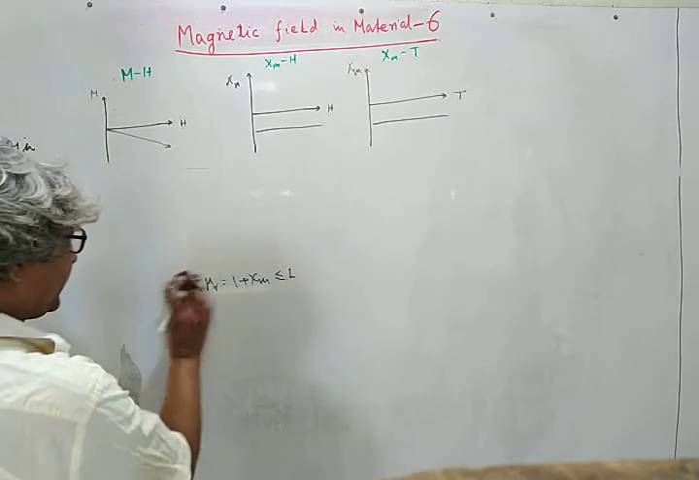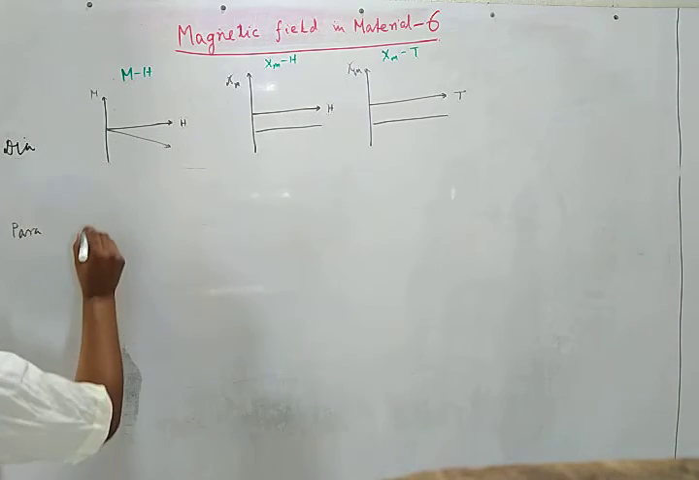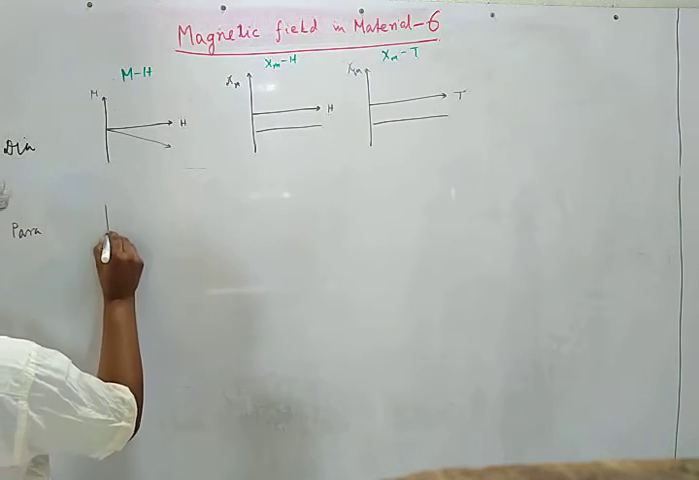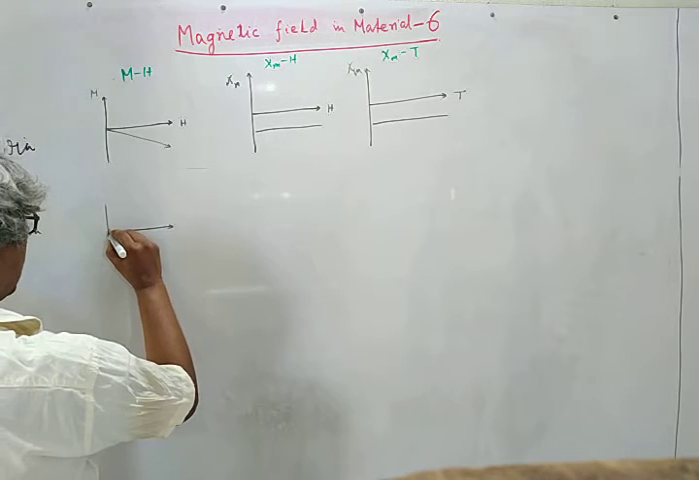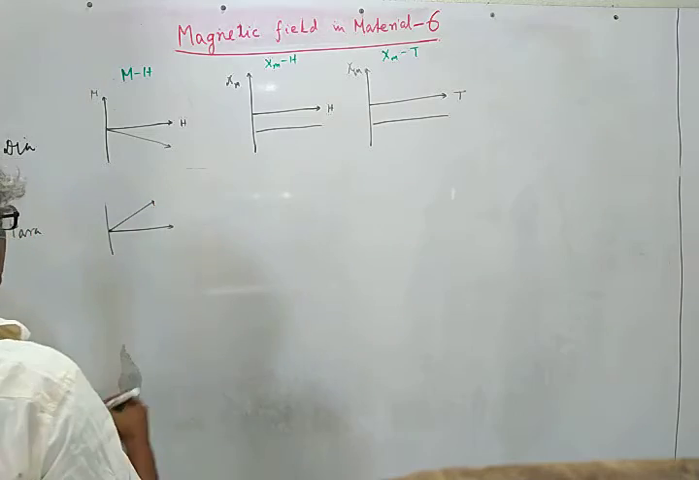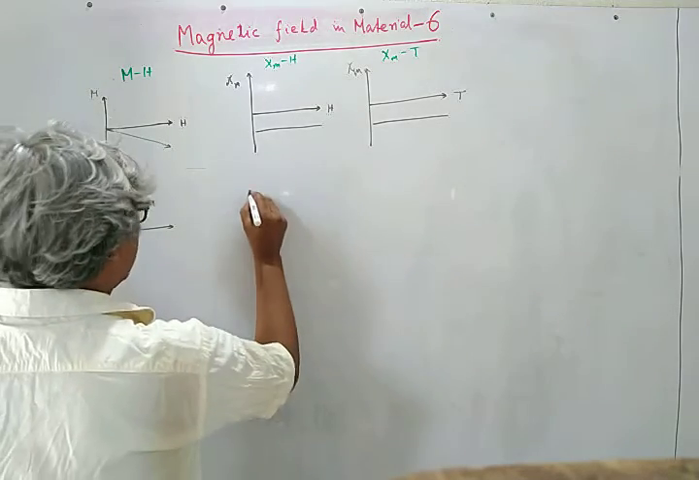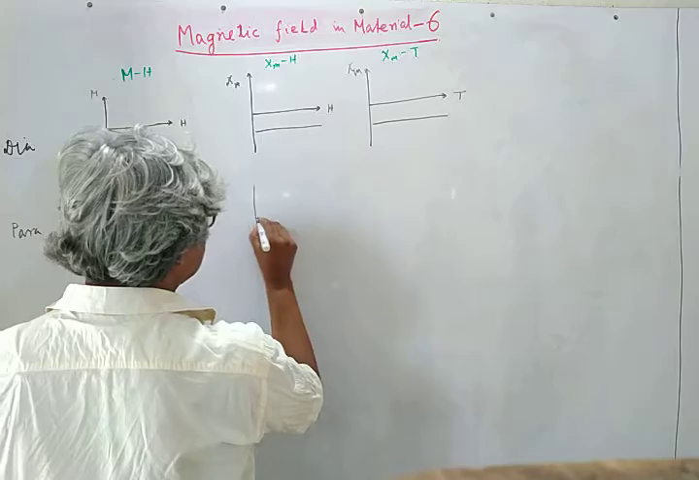Now we come to the paramagnetic substance. For paramagnetic substance, as I have told, the magnetization is in the direction of the applied field, so it is found that the susceptibility is a positive one.